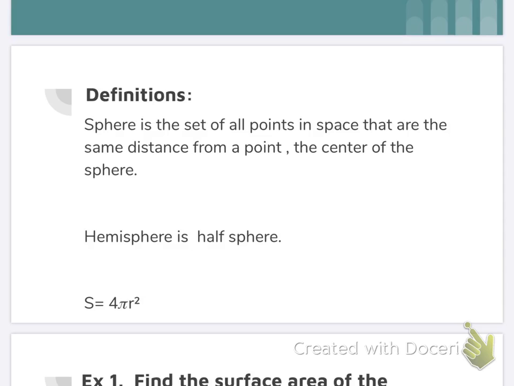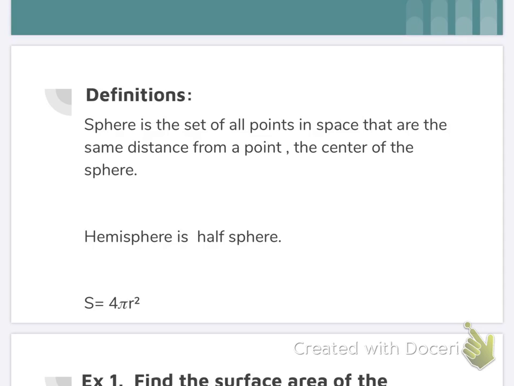To begin, we have our definitions. A sphere is a set of all points in space that are the same distance from a point, the center of the sphere. Half of a sphere is called the hemisphere. You hear about our globe, where we live on Earth. You hear about the northern hemisphere, which is where we live, and then the southern hemisphere, that's where like Australia is.